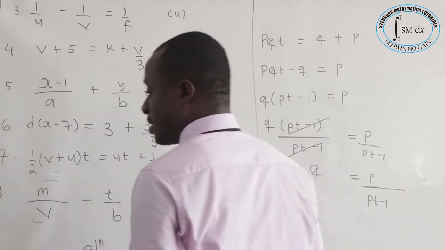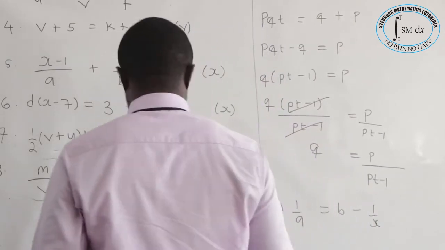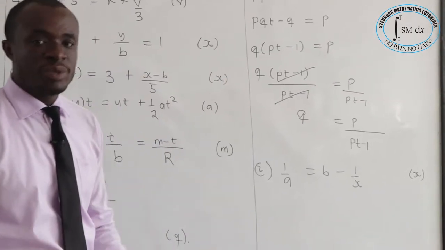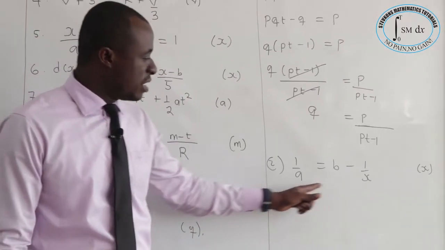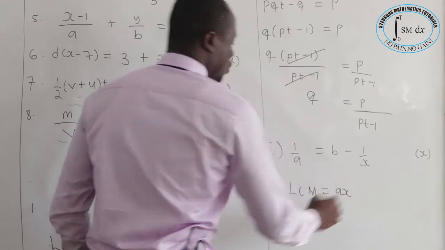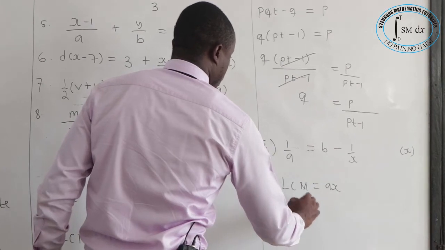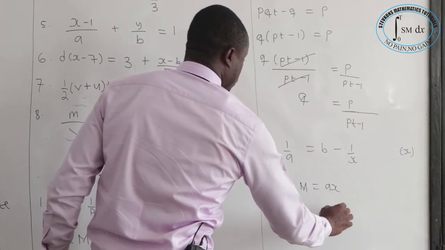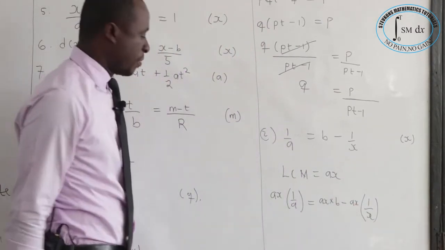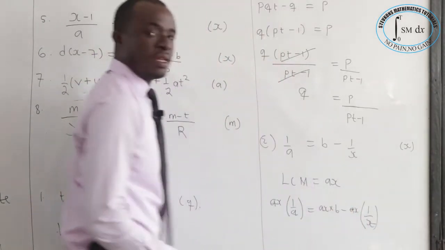Let's see the second question. That is 1 over a equal to b minus 1 over x. We want to make x the subject, and normally the LCM is the multiplication of the denominators. So clearly it becomes ax. So our LCM, that is ax. So we multiply each term by that. So the first one, ax times 1 over a, equal to ax times b minus ax times 1 over x. Now this a is cancelling out that a. The x here is also cancelling out the x over there.